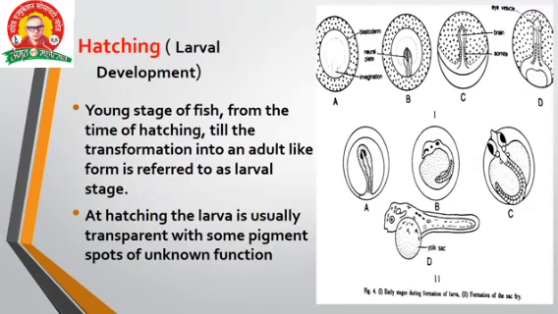On my right hand side, there are figures A, B, C, D. All are developing stages, the early stages during formation of larva. Right. The first point is hatching.